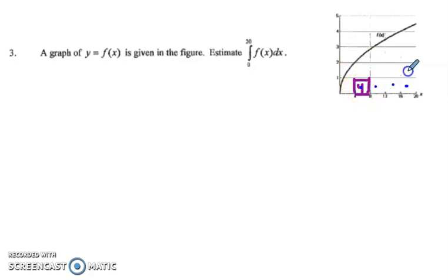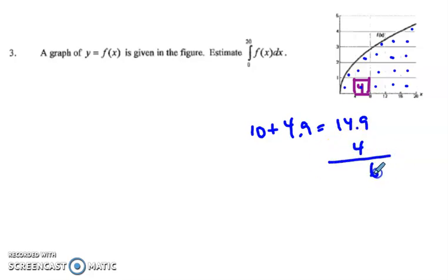I have 1, 2, 3, 4, 5, 6, 7, 8, 9, 10 full blocks, plus partial blocks, maybe 0.9, plus 0.4 is 1.3, plus 0.9 is 2.2, plus 0.5 is 2.7, plus 0.9 is 3.6, plus 0.3 is 3.9, plus 0.7 is 4.6, plus 0.3 is 4.9. So I'm getting 14.9 blocks, and each block is 4. I tried multiplication by hand and got an answer that didn't make sense, which was a bad idea. So I'll do my multiplication in my calculator, and I get 59.6, which is pretty darn close to what the answer key said, which was 61.2. Since these are estimates, that's about all we can do.